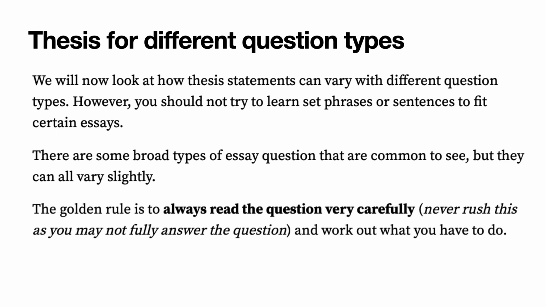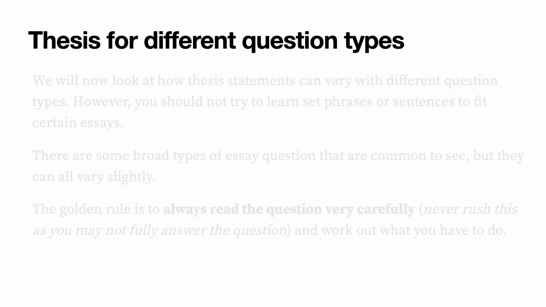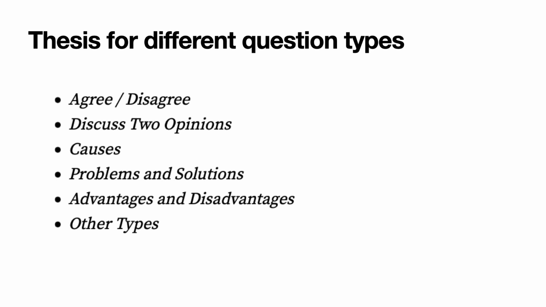The golden rule is to always analyse the question very carefully. Never rush this, as you may not fully answer the question. So you need to work out what you have to do with each question. So these are some common essay types in IELTS. You can get agree, disagree type questions, discuss two opinions, ask about causes and perhaps effects, problems and solutions, advantages and disadvantages. Though there are other types that don't fit these patterns as well that you need to be aware of.